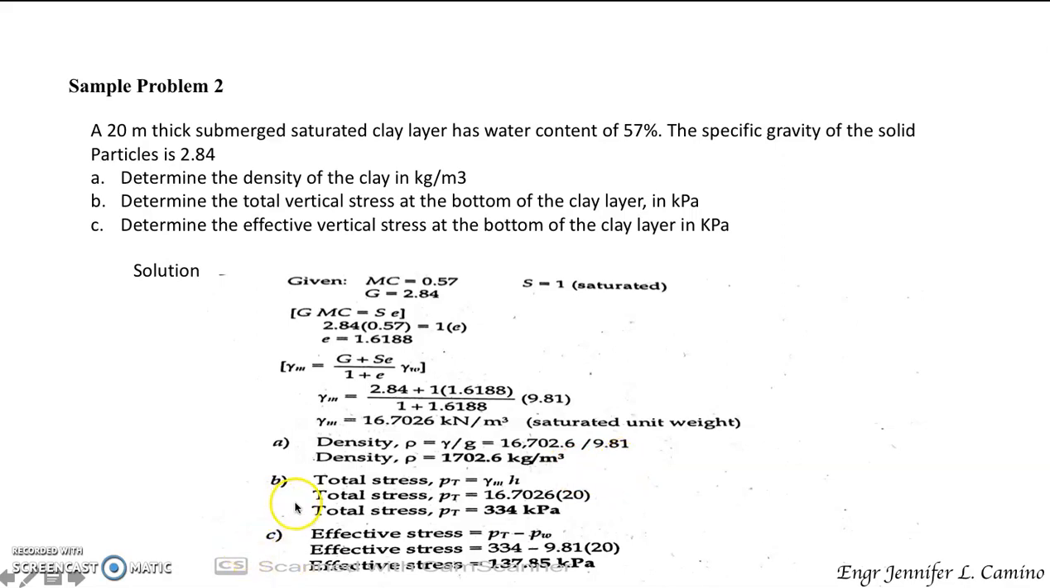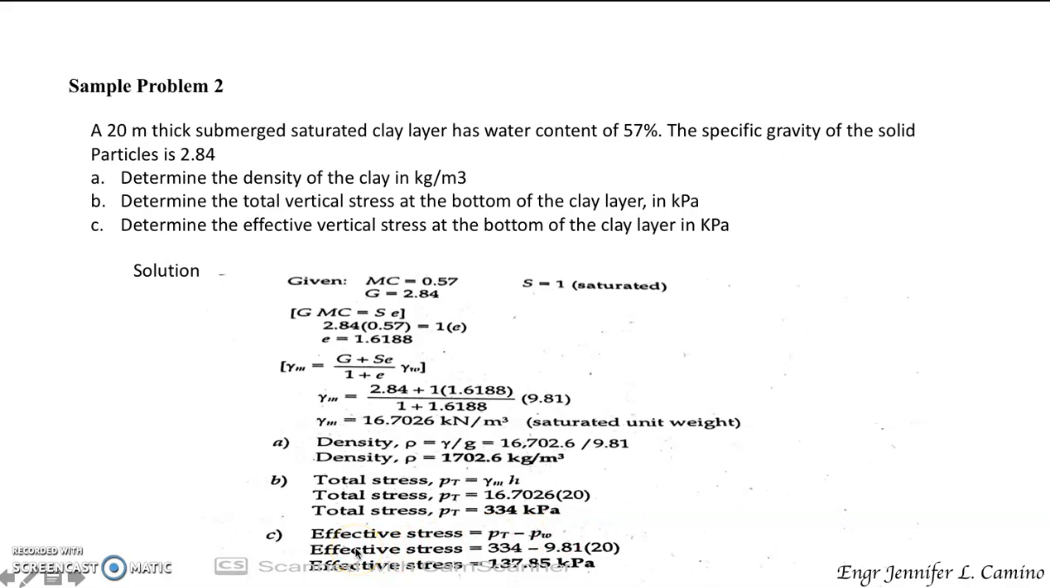And we get now the total stress. For the total stress, that will be the unit weight of the saturated clay times the height. We have computed the unit weight of the saturated clay, 16.7026, times the height, which is given, it has a thickness of 20 meters, so times 20. So the total stress now is 334 kilopascal.